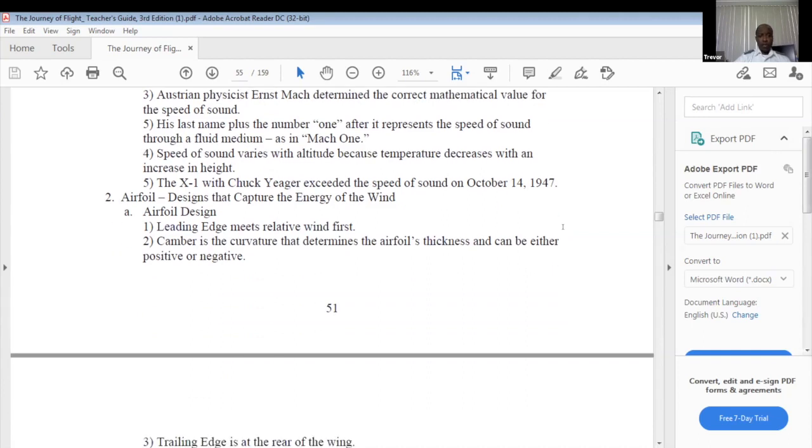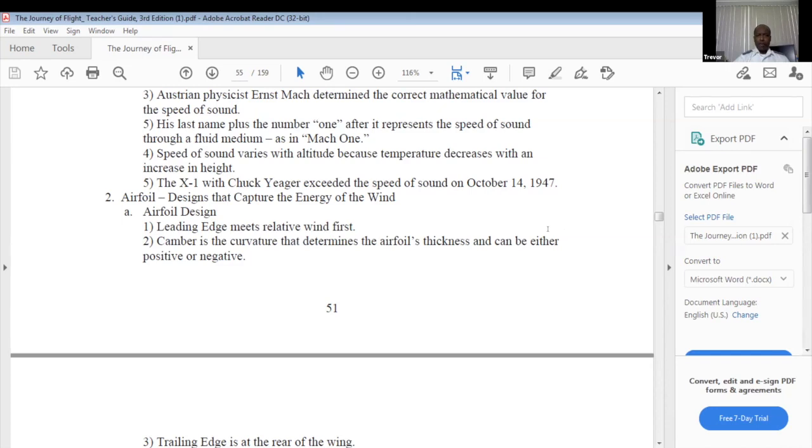Now the X1, which many of you are familiar with: when they were doing the experiments and they found out that a bullet travels faster than the speed of sound, they created the X1 to simulate that effect. And none other than Brigadier General Chuck Yeager, with the X1, exceeded the speed of sound on October 14, 1947.